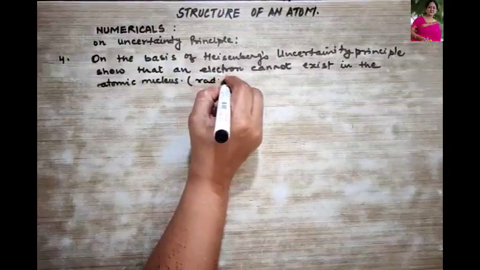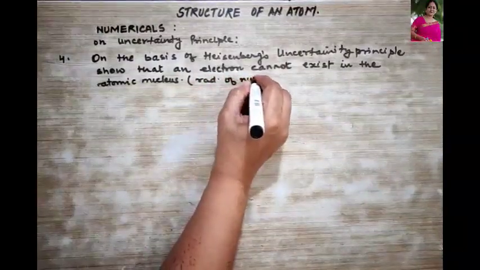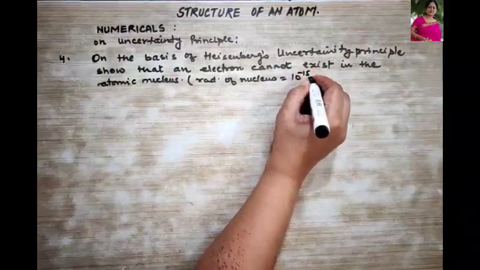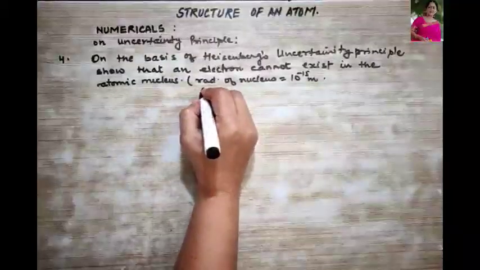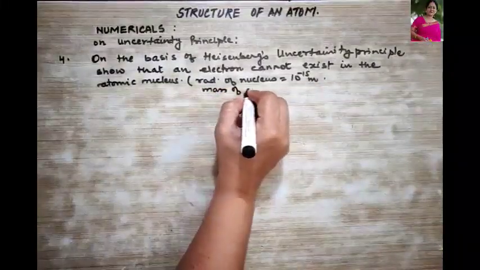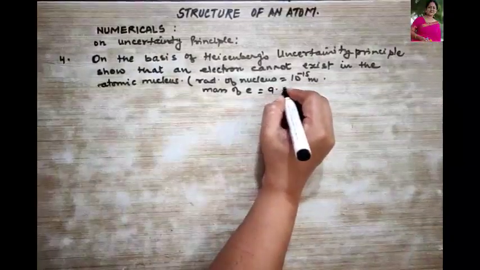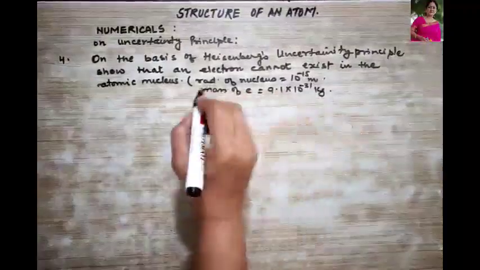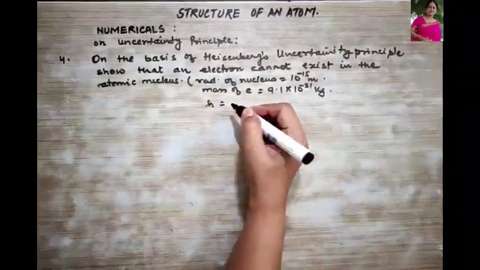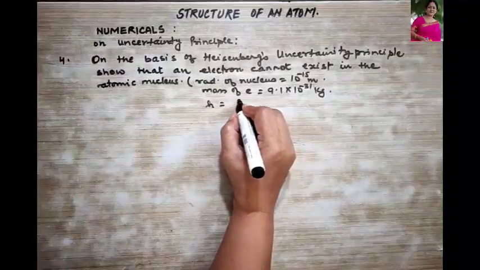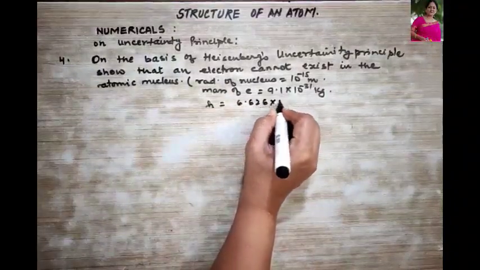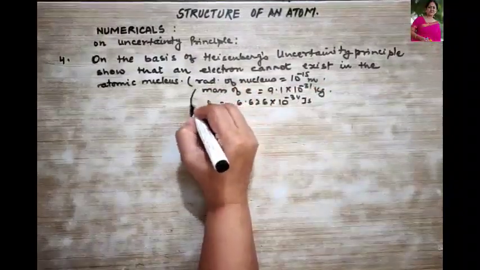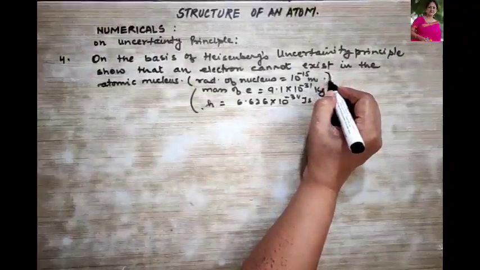radius of the nucleus is given to you as 10 to the power minus 15 meters. The mass of electron is also given to us as 9.1 into 10 to the power minus 31 kg. Okay, and your Planck's constant is also given 6.626 into 10 to the power minus 34 joules second. Okay, all these points are given to us in the question.